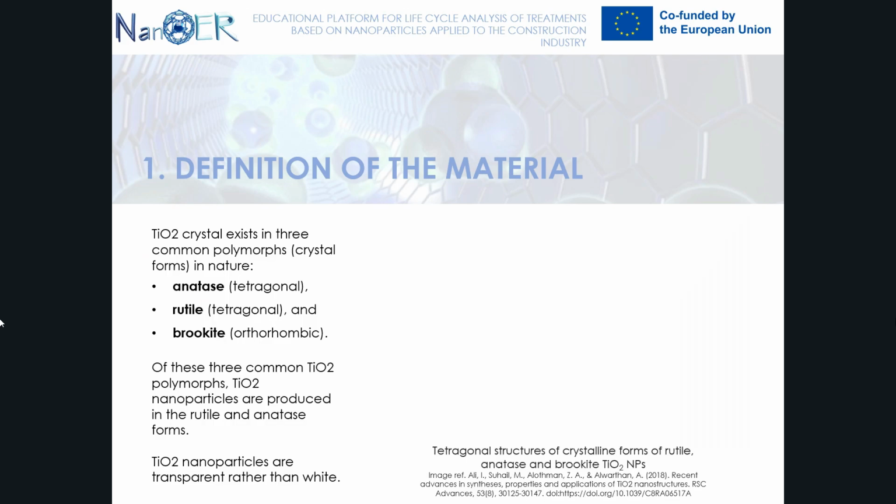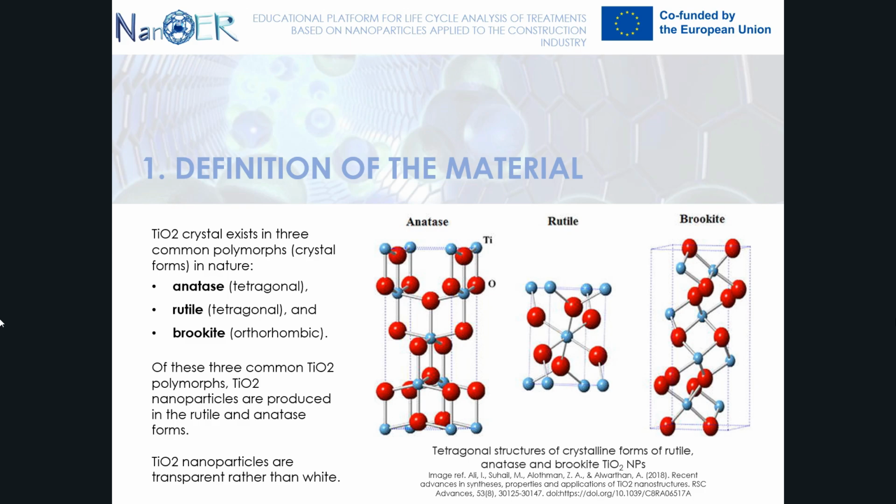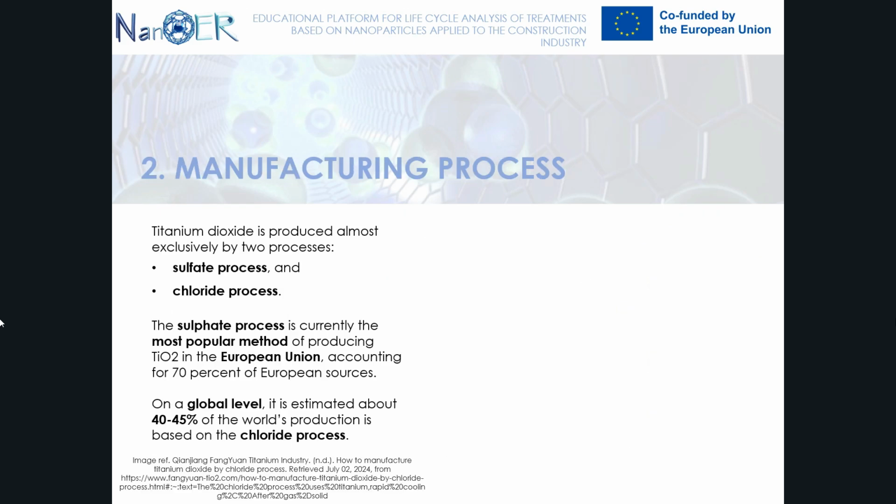TiO2 crystal exists in three common polymorphs in nature: anatase, rutile, and brookite. Rutile is the most thermodynamically stable among the different polymorph structures. Of the three common TiO2 polymorphs, TiO2 nanoparticles are produced in the rutile and anatase forms. Unlike larger TiO2 particles, TiO2 nanoparticles are transparent rather than white. The principal natural source of titanium dioxide is mined ilmenite ore, which contains between 45 and 60% of TiO2.